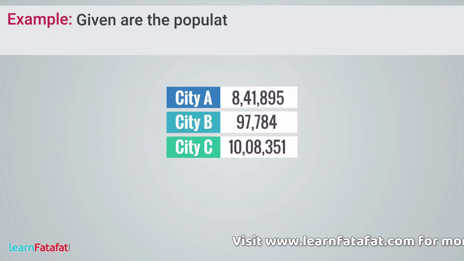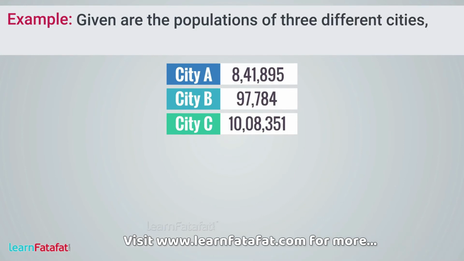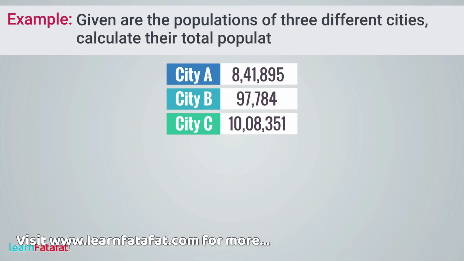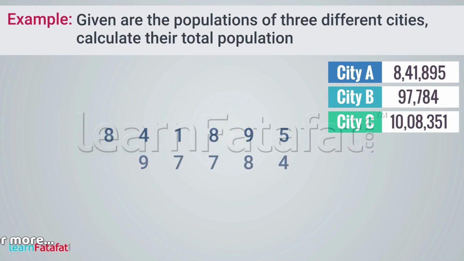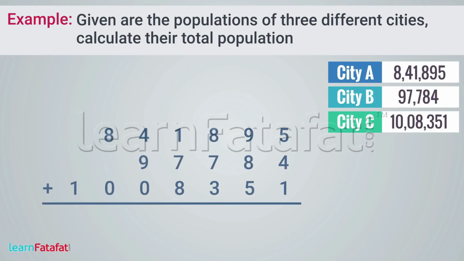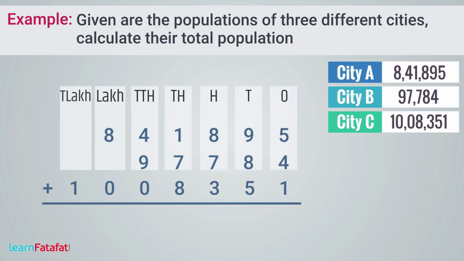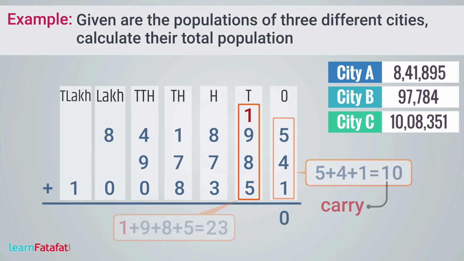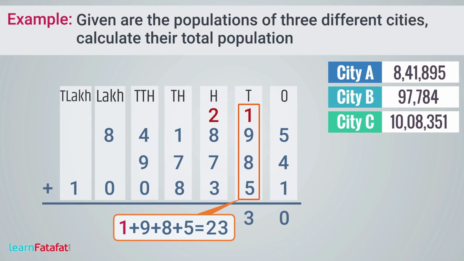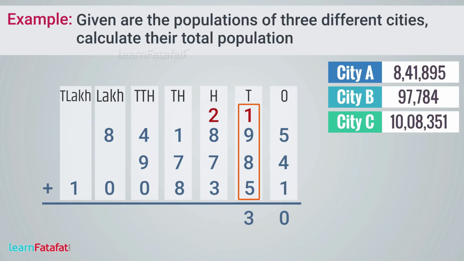Given are the populations of 3 different cities. Calculate their total population. Write all numbers in vertical form such that the digits in the same place are in same column. Add ones or units place values. If carry is generated, then add it to next digit. Go on adding digits to find the sum.